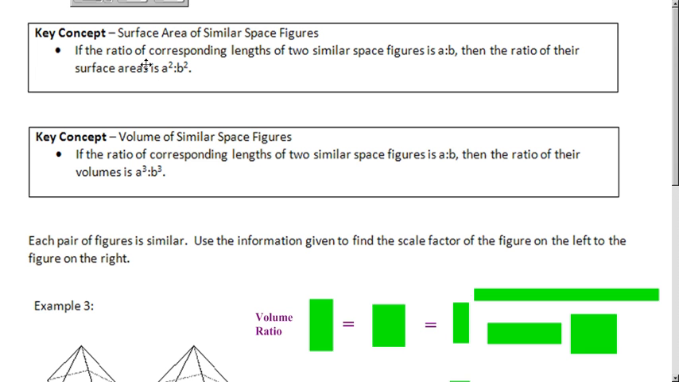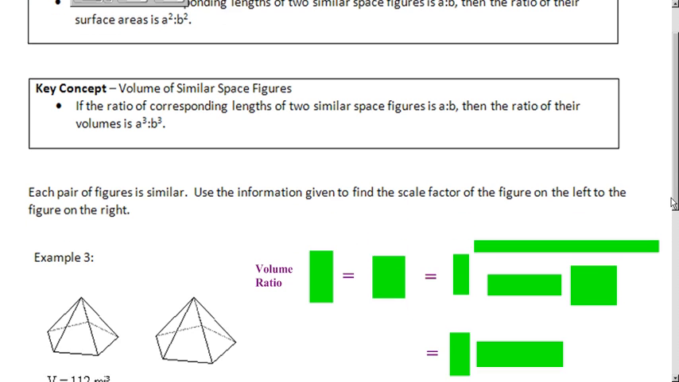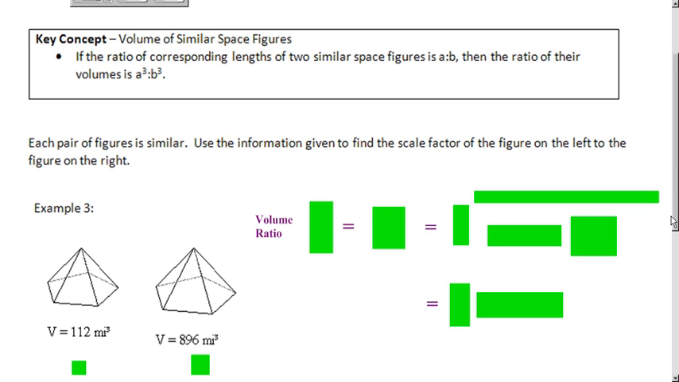Now if you look here, the ratio of corresponding side lengths, A over B, we stated our figures as A and B. When we are dealing with area, we cannot use A over B. The ratio that we need to use is A squared over B squared. Area is squared. Volume, on the other hand, is cubed. So instead of using A over B or A squared over B squared, we need to use A cubed over B cubed because it's dealing with volume.